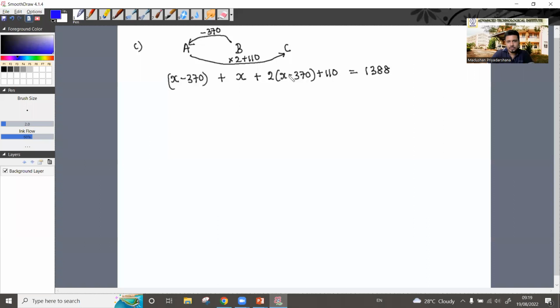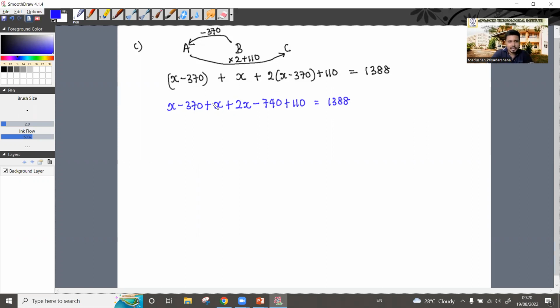Okay. So here, when solving these sort of equations, we do not want to see the terms within brackets, right? So we need to remove them. X minus 370 plus X plus... once we remove these brackets, how it should be? 2 into X, that is 2X. 2 into minus 370, that is minus 740. Then plus 110. This should be equals to 1388.